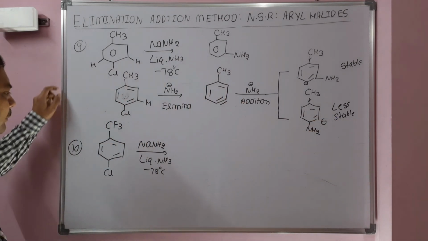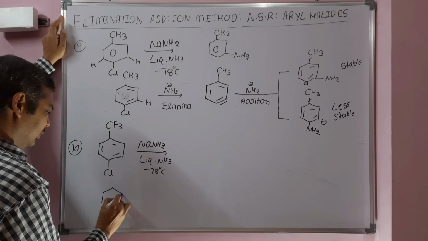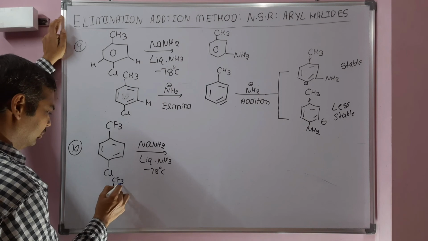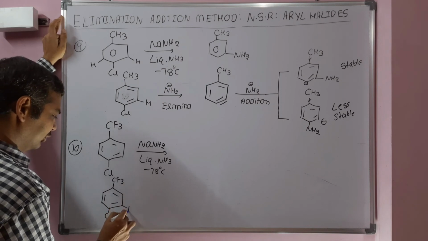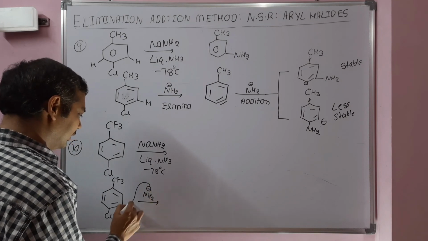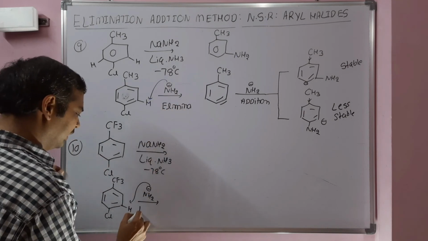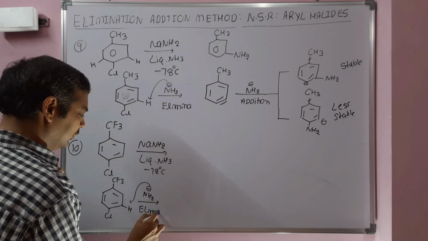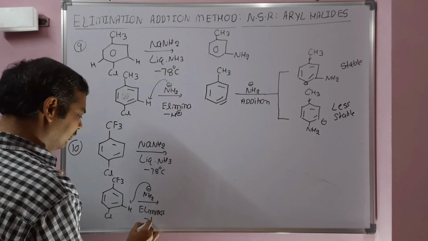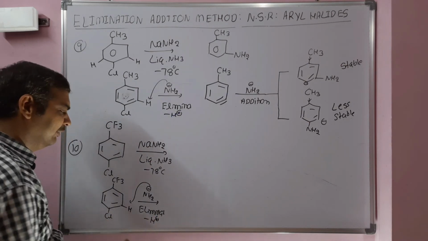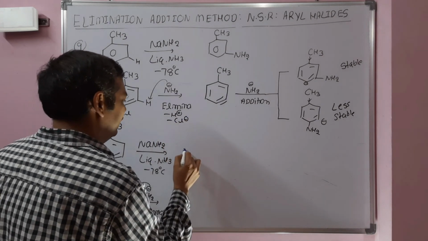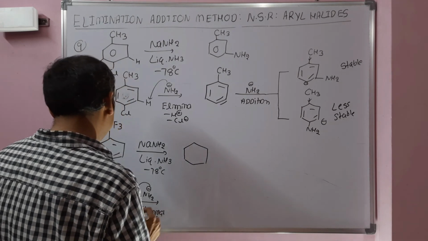So coming to the next example, here also two hydrogens are there. Both hydrogens are equivalent. First step, NH2 minus will abstract a proton from either beta carbon. Why? Because both are same. First step, elimination. So H plus will be eliminated. First the carbanion will be formed, which on expulsion of the leaving group gives benzyne. I am writing benzyne directly.